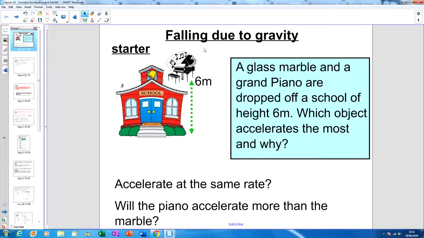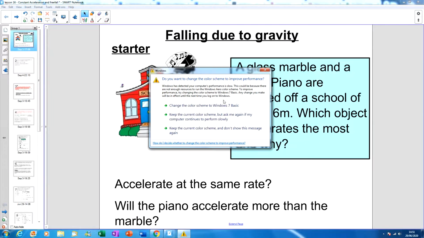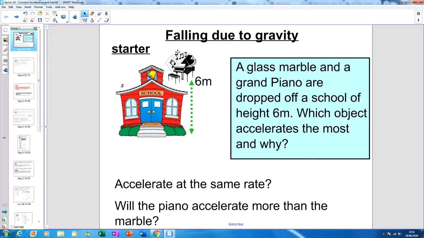So hopefully you've written down your answer as to if you think the marble or the grand piano hits the ground first. The actual answer to this is if you ignore air resistance, both of them would hit the ground at the same time. They would have exactly equal acceleration.